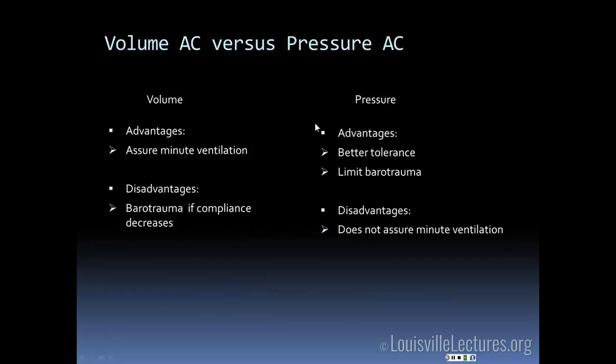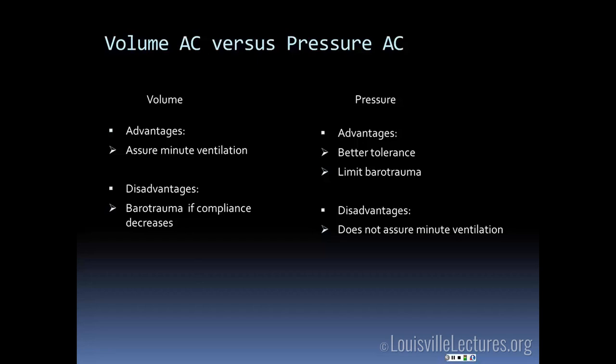Now, when you talk about modes of mechanical ventilation, a lot of times you say, okay, I'm going to put the patient on assist control, but you can do assist control volume and assist control pressure. And what is the advantage and disadvantage of putting the patient on volume versus pressure? So on volume assist control, you're going to assure a minute ventilation. You're going to make sure that the patient gets the minute ventilation you want the patient to get. On the other hand, the disadvantage is that the airway pressure can go very high, so you can get into barotrauma if the compliance decreases.